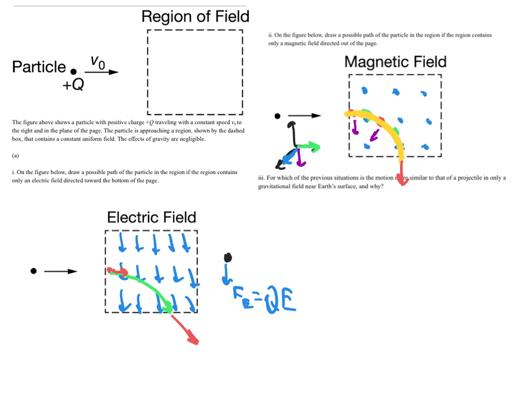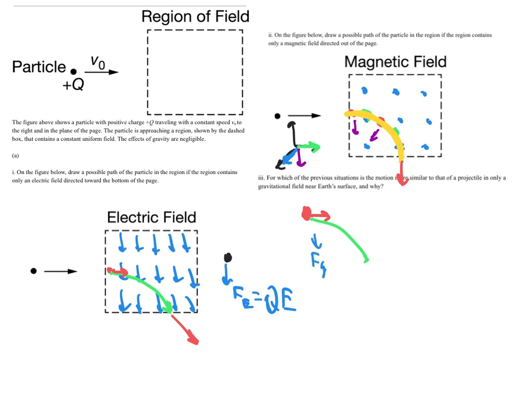Oops, over at part 3. Subpart 3, for which of the previous situations is the motion more similar to that of a projectile in a gravitational field near the Earth's surface, and why? So what is the motion of a projectile in the Earth's gravitational field? Well, of course, if we were to fire something moving horizontally, it would take a path like this, a parabolic path, because we know that the force due to gravity would be like this.